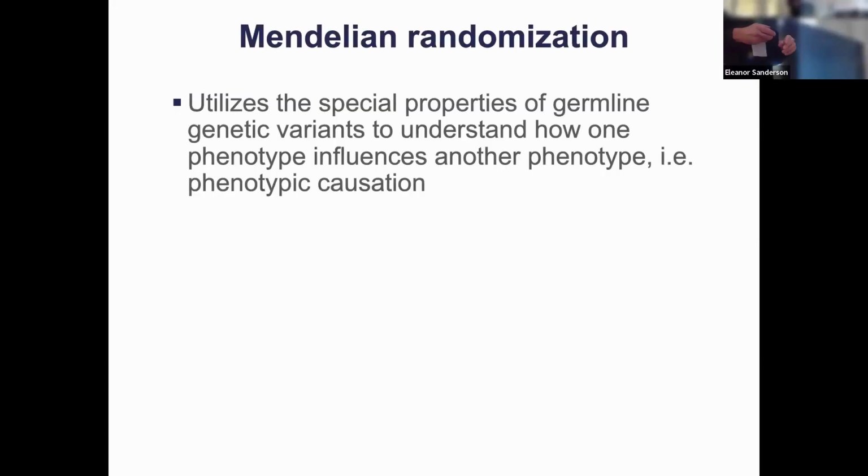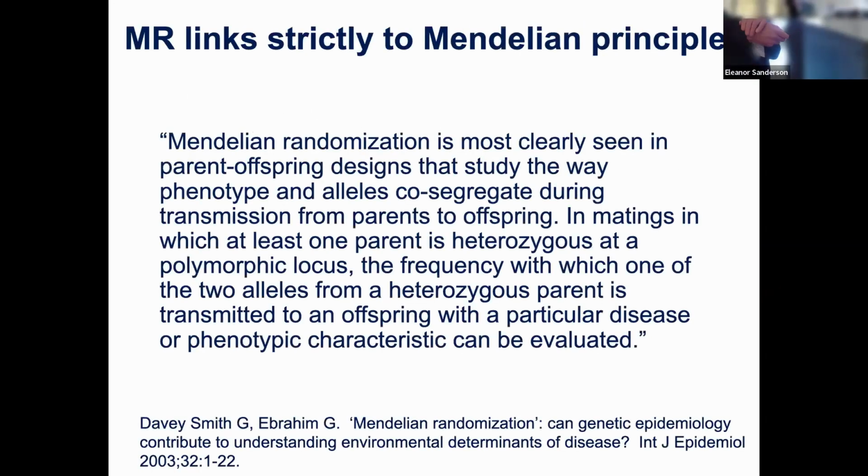So back to MR. Mendelian randomization uses the special properties of germline genetic variants, which is that nothing causes them, the arrows must go from them, and how they influence one phenotype allows the phenotypic causation, i.e. how one phenotype influences a downstream phenotype, to be analysed. And it was related strictly to Mendelian principles, i.e. that there is randomization. Now, the randomization does occur between siblings. When they've got the same parents, then that is literal randomization.